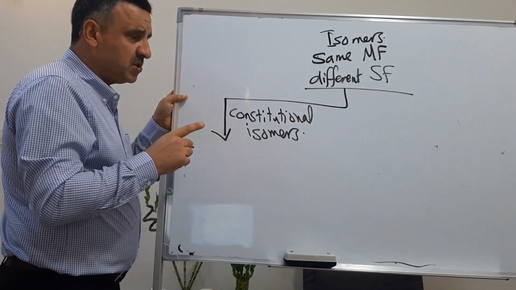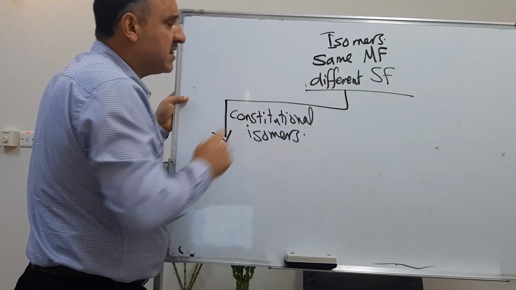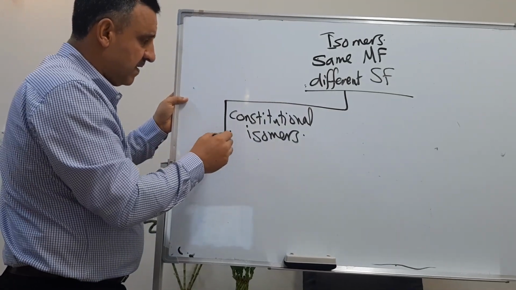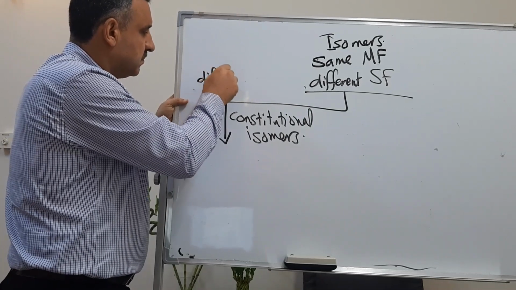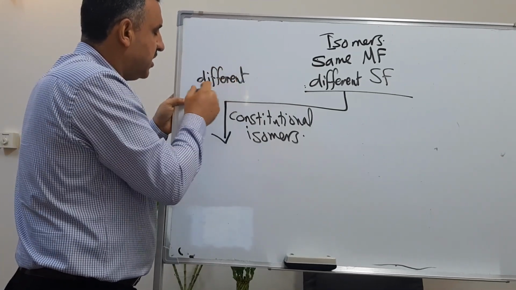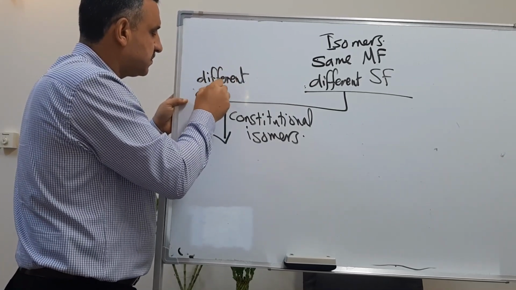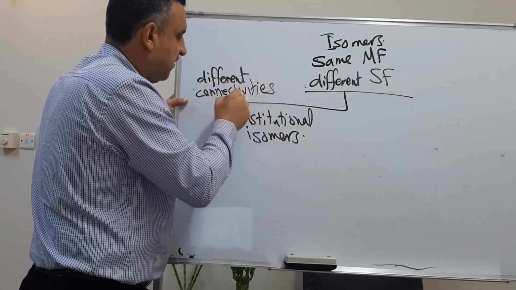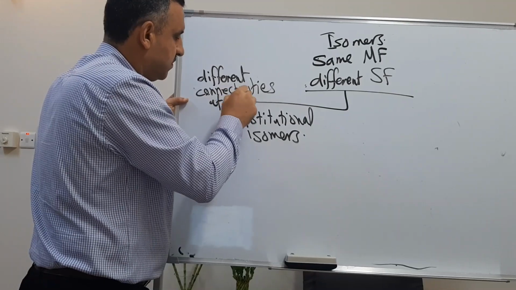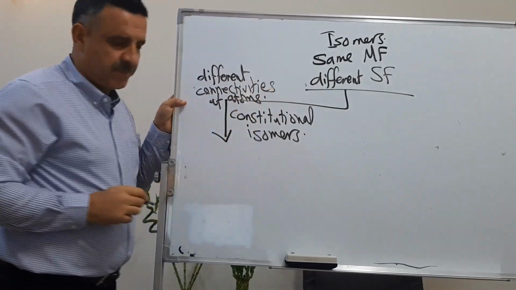And what are the constitutional isomers? They differ in the structural formula, so that they have different connectivities of atoms. Do you follow me?